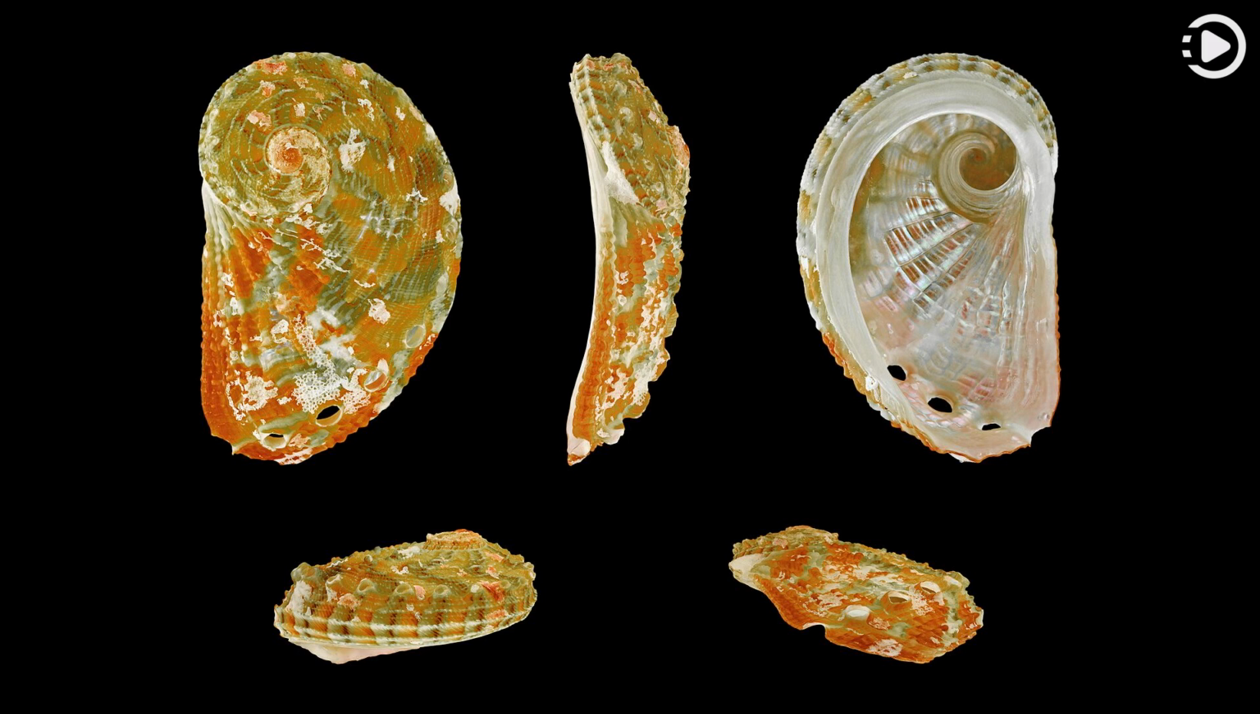Clockwise from top left, this picture shows an empty H. clathrata shell in dorsal, lateral, ventral, front and back views. The shell is 3.2 centimetres, 1.3 inches, in length, and was found in the Philippines.